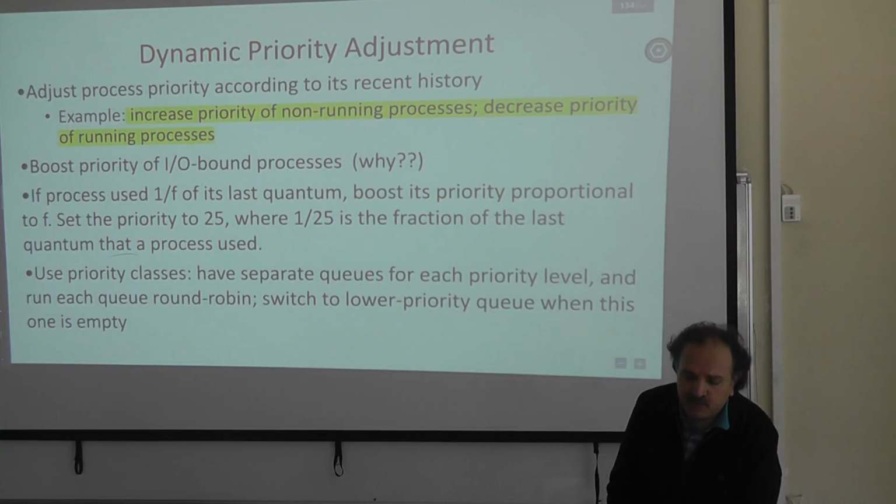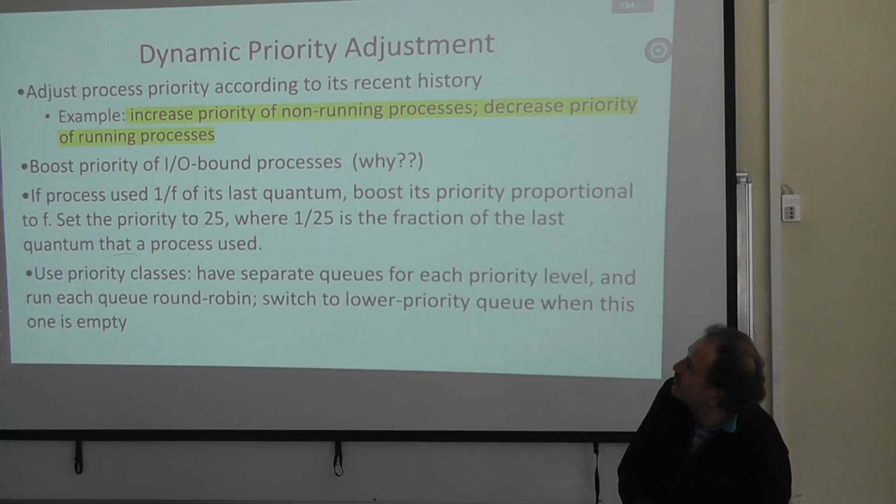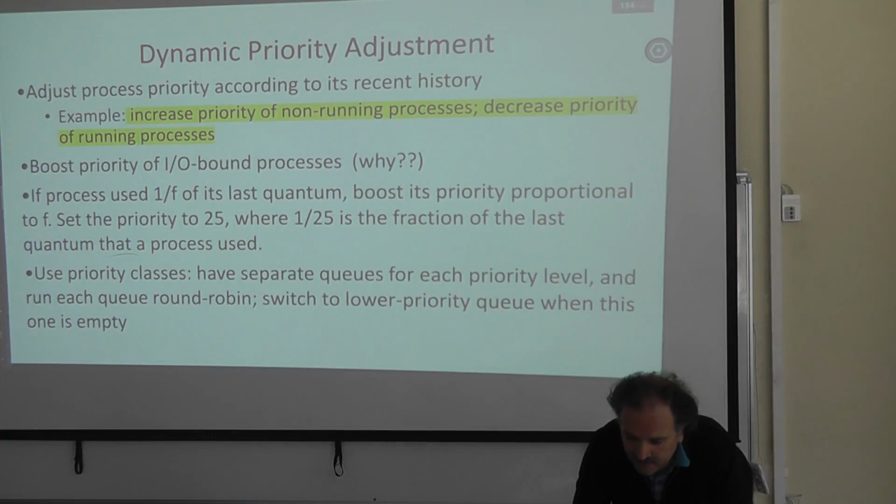It says that boost priority of I/O bound processes. When you have an I/O bound process, that process does not use CPU much, because it spends most of its time waiting for some I/O to complete. Right? So it says that I should increase the priority of the I/O bound processes and decrease the priorities of the CPU bound processes. Okay, so this is the main idea.